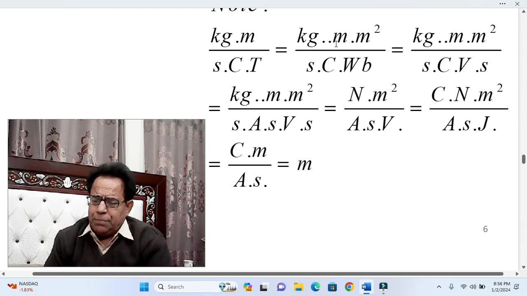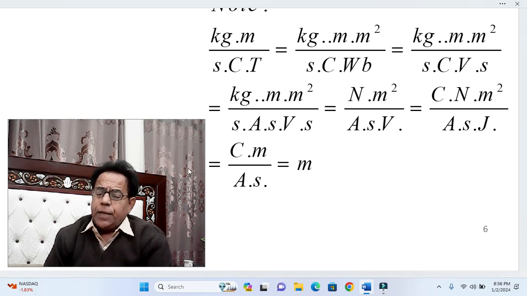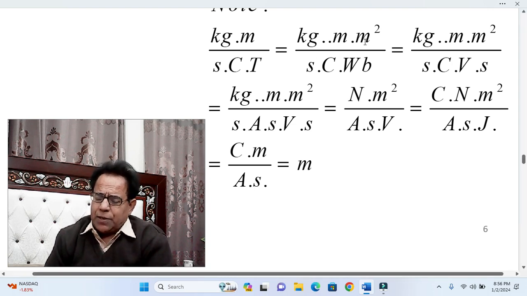Kilogram meter is the same and second coulomb is also the same. It means in place of Tesla we have used Weber per meter square. Meter square is in the denominator, so it is shifted to the numerator, and hence our expression takes this form.